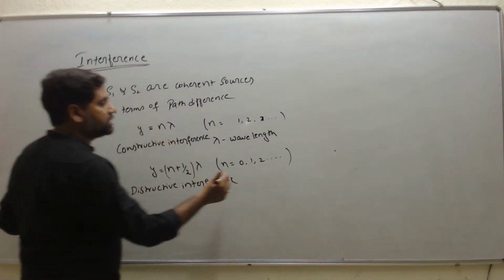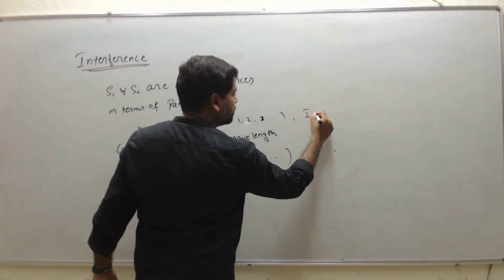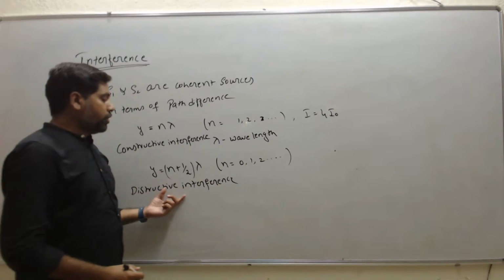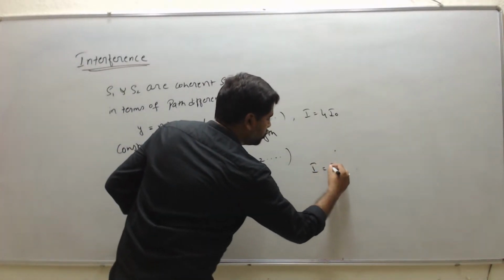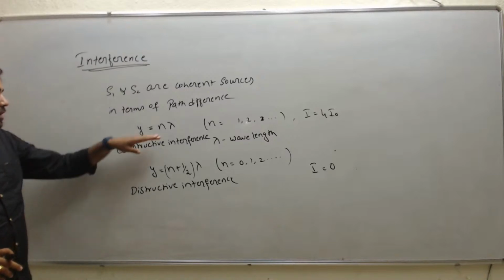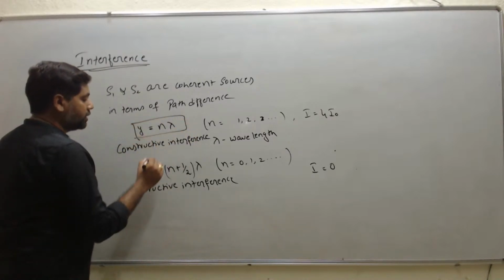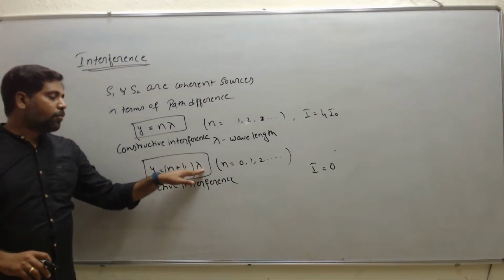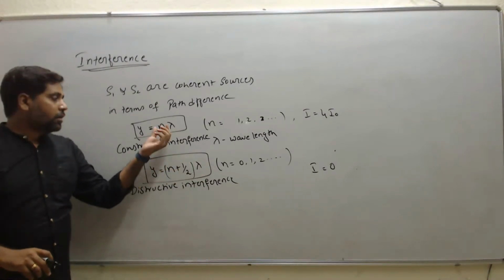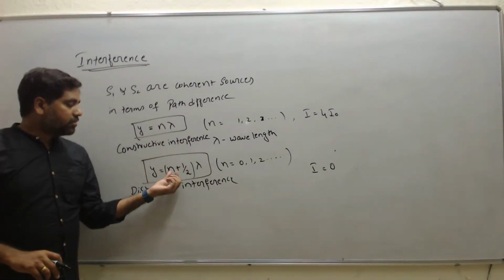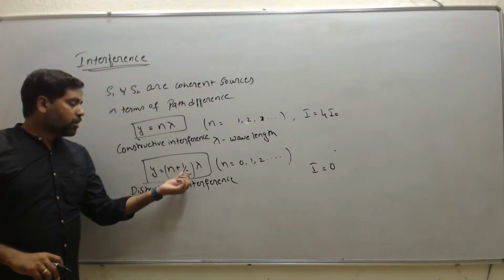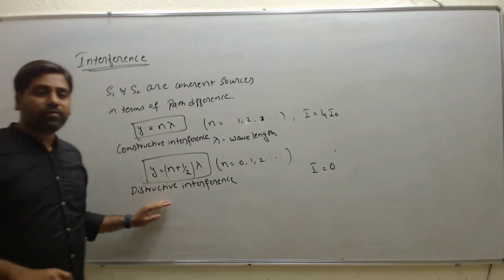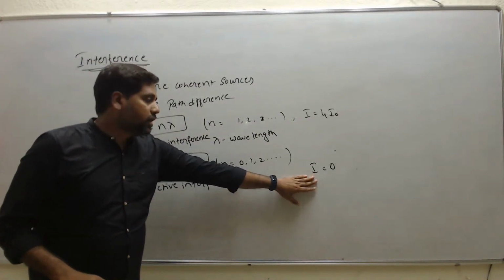interference. So if we write the intensities, for the constructive interference, I is equal to 4 I naught. For the destructive interference, the intensity I is equal to 0. Right? So this is the relation if we write in terms of path difference. Here lambda is the wavelength. N is the integer value. So n plus 1 by 2 into lambda. For this relation, we get the destructive interference and the intensity is 0.